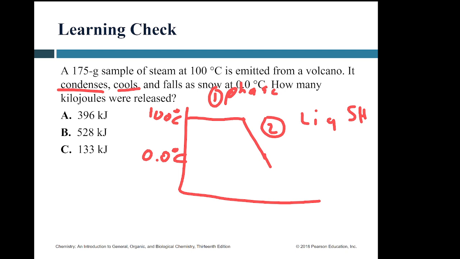So it falls as snow. What is snow? Ice. It's ice, right? And so we have another phase change, don't we? And that's that third region. And we are ice, ice baby.